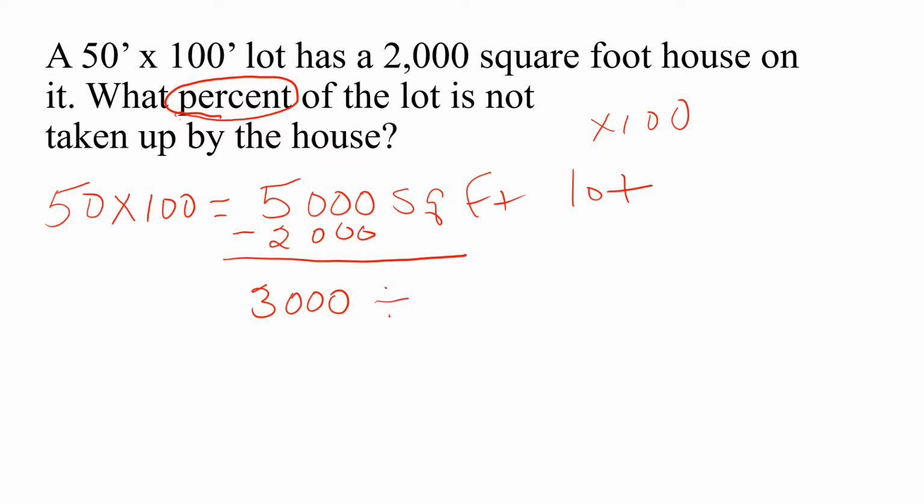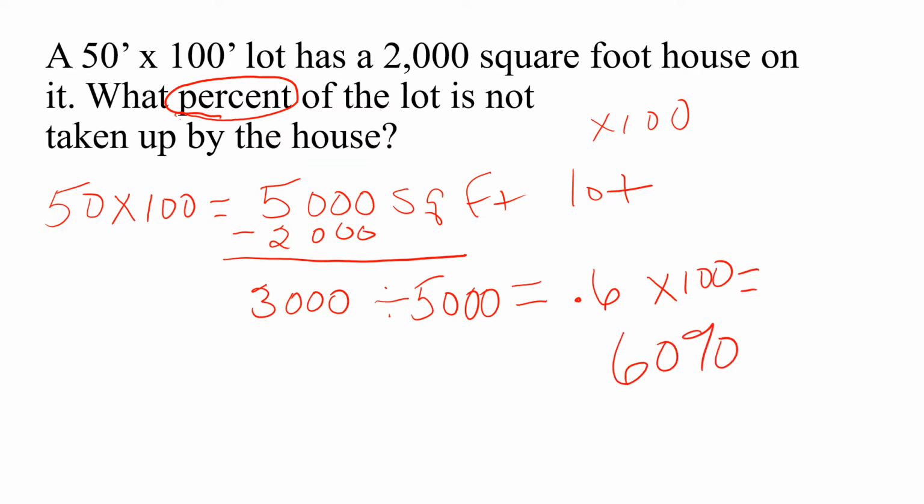So now we're going to take that 3,000 and divide it by 5,000, and that's going to equal 0.6. We multiply that by 100 to give us a percentage, and we get 60% of the lot is not taken up by the house.